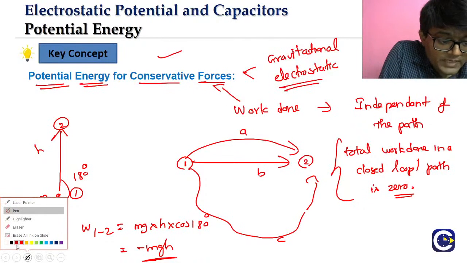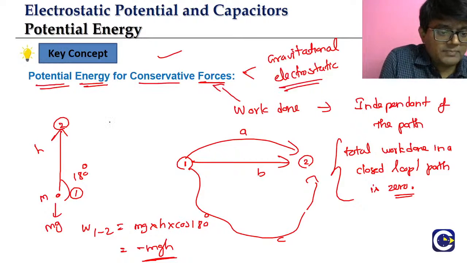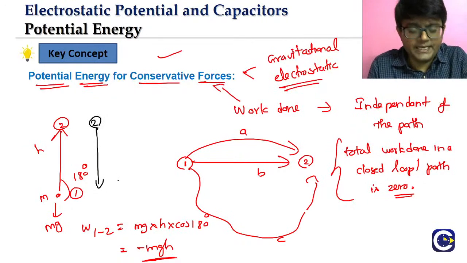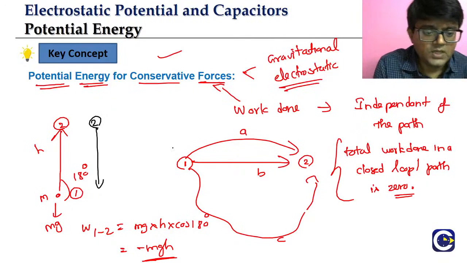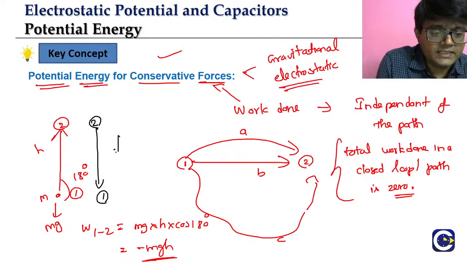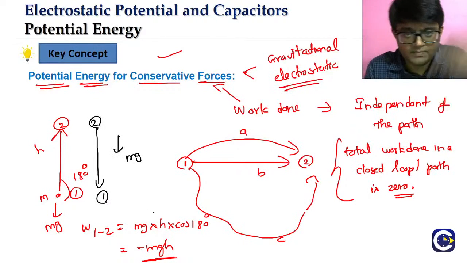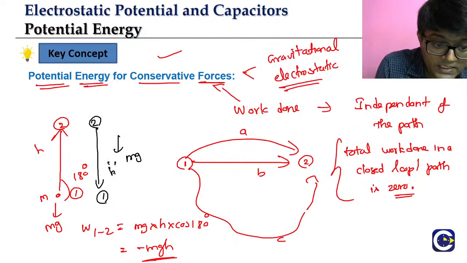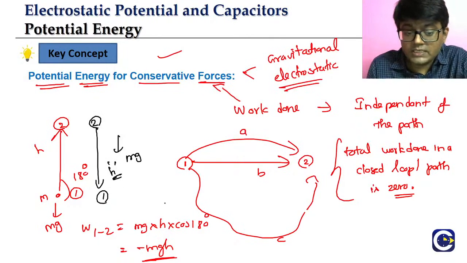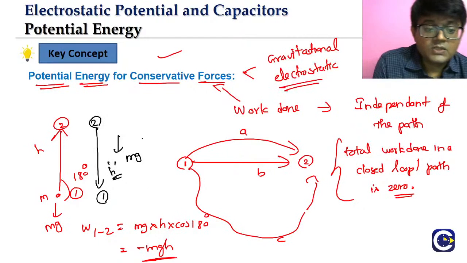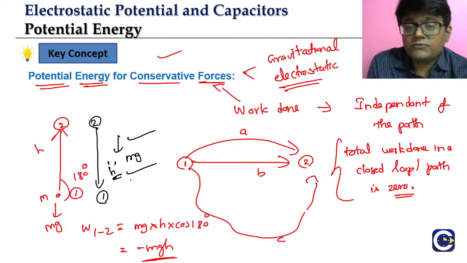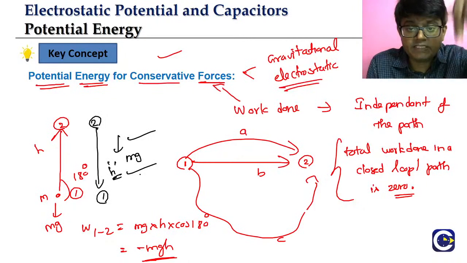Again, from 2 if you bring it back to 1, this is becoming a closed loop, right? Because we started from 1 and went to 2, and then we will come back to 1. This is a closed loop. So when coming from 2 to 1, the direction of the gravitational force does not change, it stays downwards. But look here, when you are coming from 2 to 1, the displacement is the same h, the value does not change, it is h only, but the direction is downwards. So both the gravitational force and the displacement are in the same direction, both are downwards.